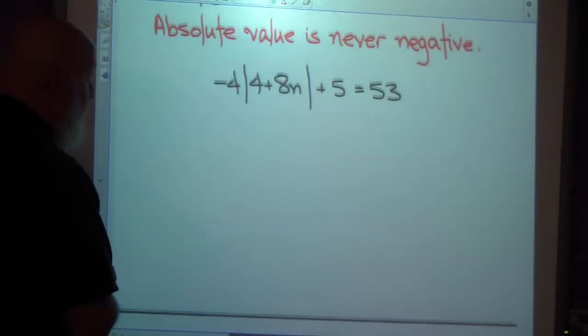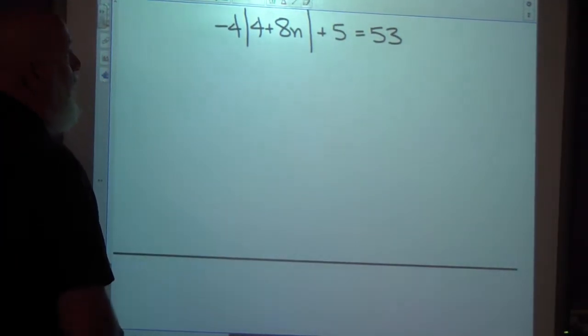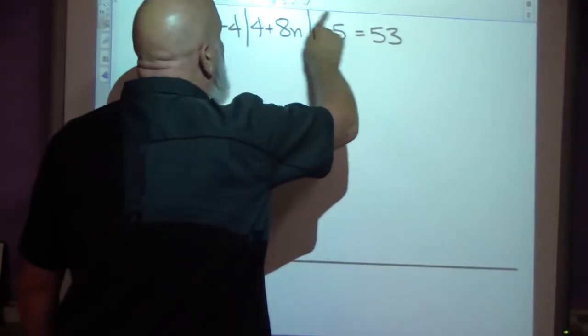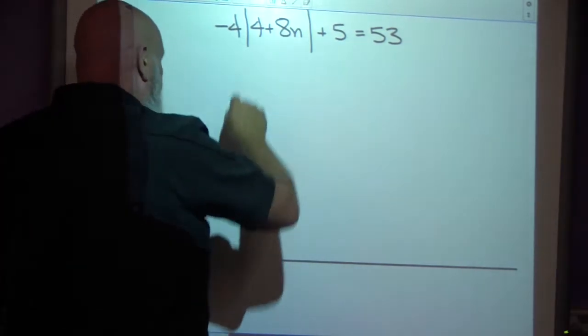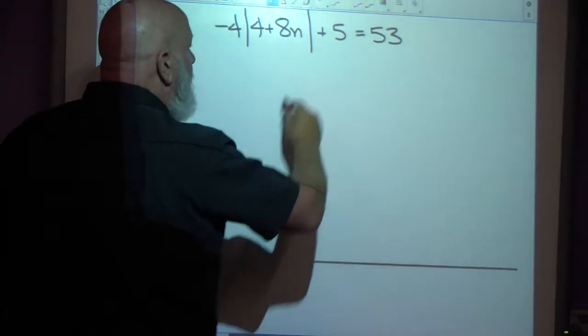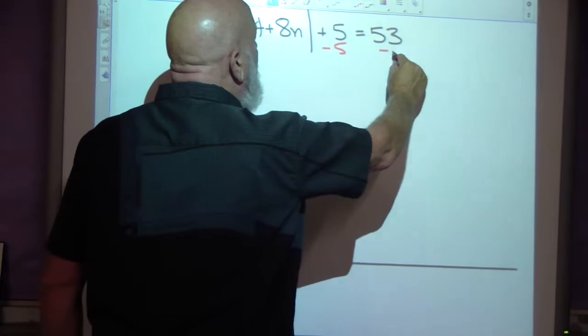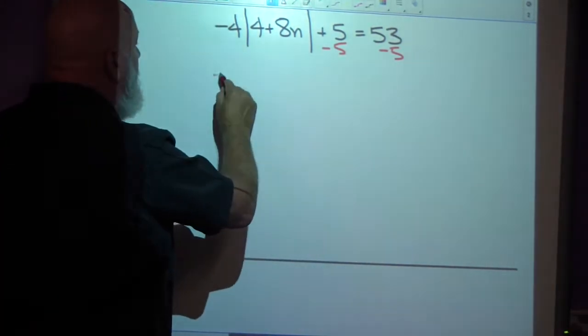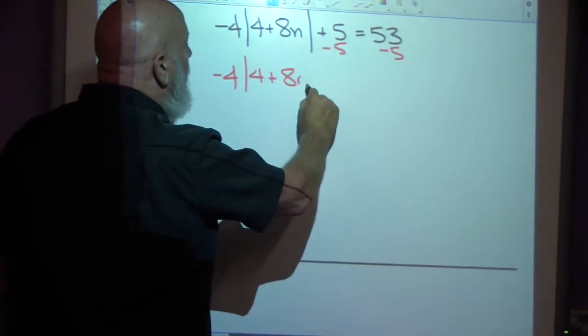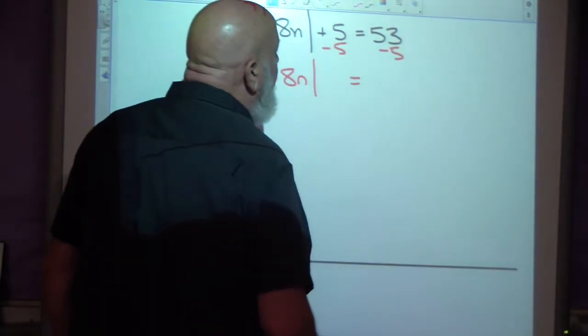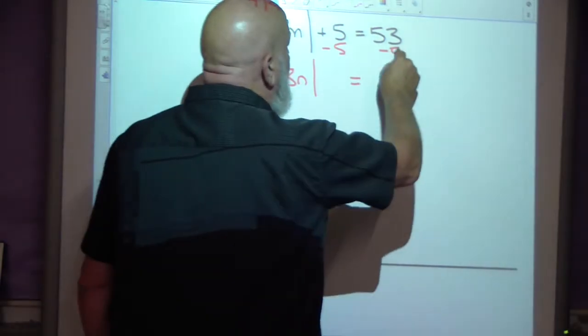There we go. First thing I want to do is isolate this. We always isolate the absolute value symbol. So I'm going to subtract 5 from both sides, then divide it by -4. Subtracting 5, rewriting. Don't get in a hurry. What is 53 minus 8? Minus 5, 48.